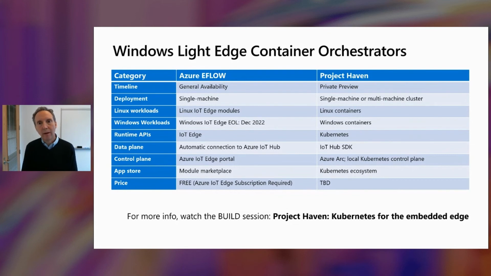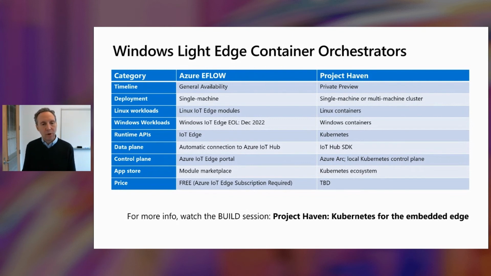EFLOW is available today. Project Haven is still in preview. EFLOW, you only deploy it on a single machine, whereas Project Haven can be a single or a multi-machine cluster. EFLOW runs Linux IoT Edge modules. Project Haven runs generic Linux containers. Windows containers are supported in EFLOW until December 2022. We'll support Windows containers in Project Haven. The runtime APIs are probably the biggest difference. On EFLOW, it's IoT Edge, whereas Project Haven is a Kubernetes interface.